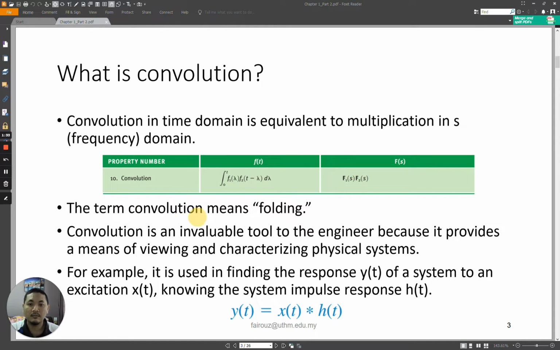So basically convolution means folding. We'll look at this later. Convolution is an invaluable tool to the engineer because it provides a means of viewing and characterizing physical systems. As an example, we use it to find the response y(t) of a system to an excitation x(t), knowing the system impulse response h(t).